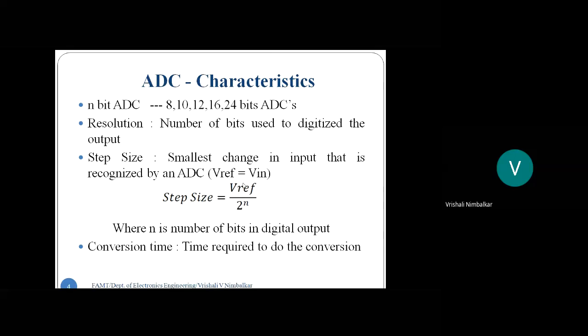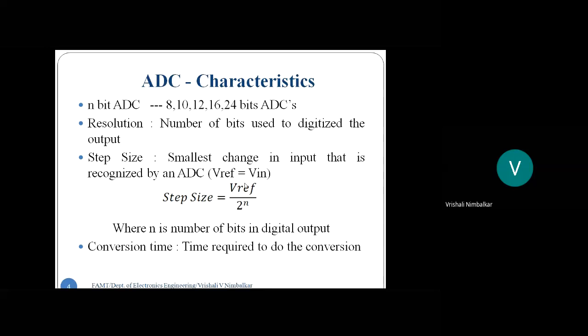And now what is V reference? V reference defines the range of V in. So if I say V reference is 5 volt, it means V in can vary from 0 volt to 5 volt. If V reference is 2 volt, it means the analog signal V in can vary from 0 volt to 2 volt. So this V reference decides the maximum limit of the analog input signal. Is that okay? And that decides the step size.